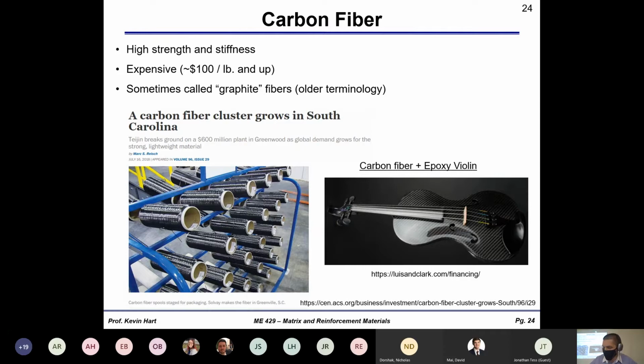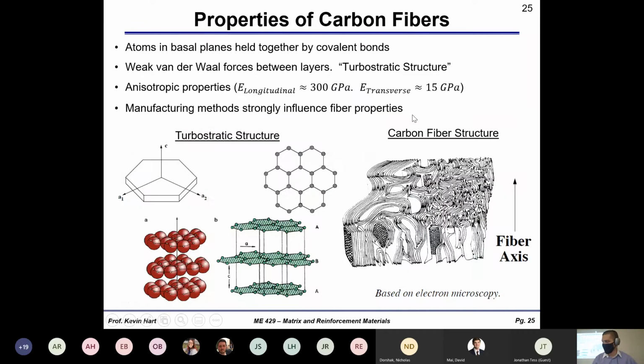Right? So very light violin. I bet if you held it in your hands, it'd feel like only a couple ounces. Kind of cool. All right, so their chemical structure is very unique, and that's what makes carbon fibers so incredibly strong and stiff. Right?